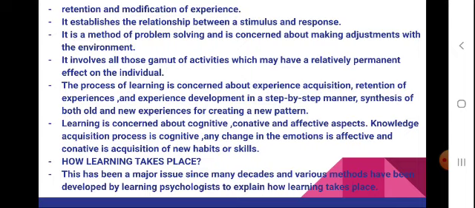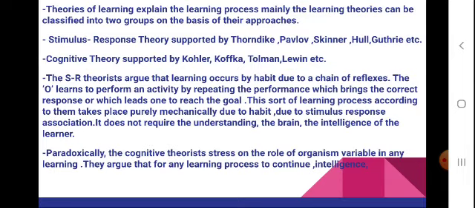Now, next, children, how learning takes place. There has been a major issue since many decades, and various methods have been developed by learning psychologists to explain how learning takes place. Theories of learning explain the learning process mainly. The learning theories can be classified into two groups on the basis of their approaches. First is the stimulus response theory, which is supported by Thorndike, Pavlov, Skinner, Hull, Guthrie, etc. Next is the cognitive theory, which is supported by Kohler, Koffka, Tolman, Lewin, etc.